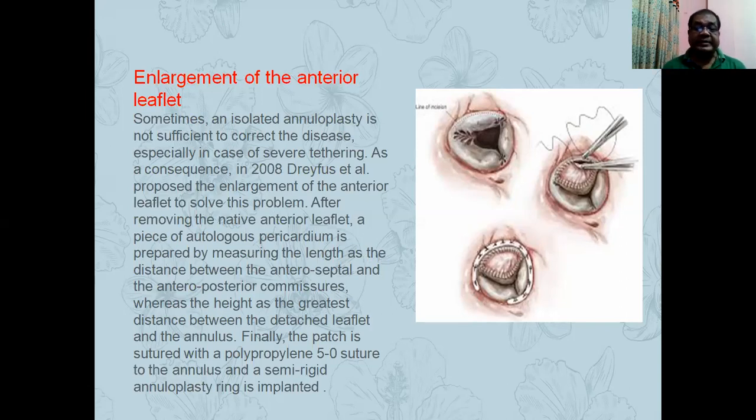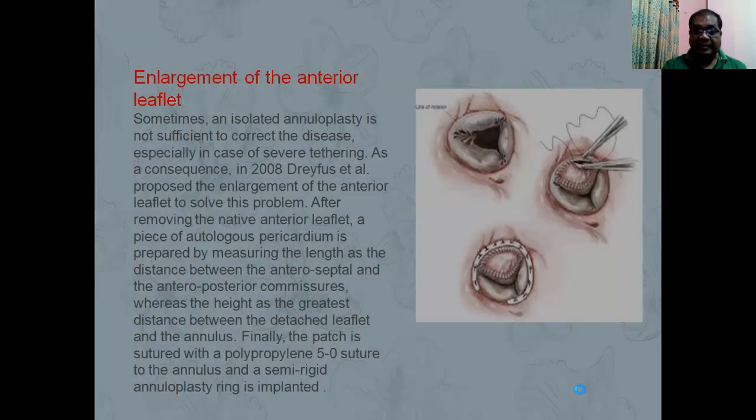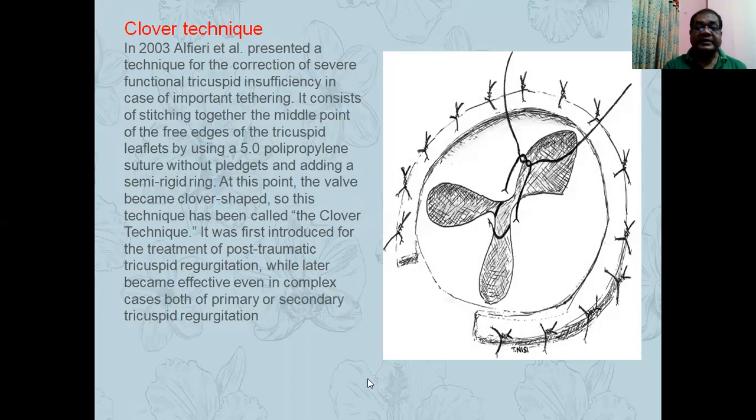After removing the native anterior leaflet or part of the anterior leaflet, a piece of autologous pericardium is prepared by measuring the length as the distance between the anteroseptal and the anteroposterior commissures, whereas the height as the greatest distance between the detached leaflet and the annulus. Finally, the base is sutured with a 5-0 polypropylene suture to the annulus and a semi-rigid annuloplasty ring is implanted. This makes it a functionally competent valve. There is another technique which is a very simplified technique known as the Clover technique.